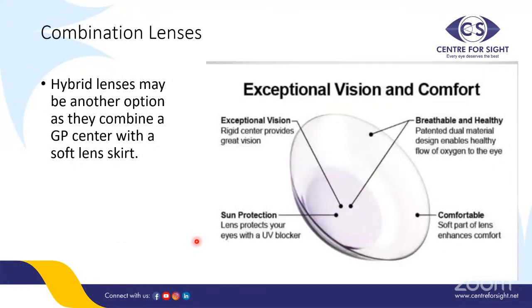So as shown in this picture, a combination lens can also come as a hybrid lens, wherein there is a central gas permeable contact lens surrounded by a soft lens skirt. Synergize is one of the brands that offer such lenses, and they have a rigid center that helps the patient with visual acuity, whereas they have a comfortable skirt around it that offers comfort and good oxygen permeability for the patient. It also has an incorporated UV blocker.